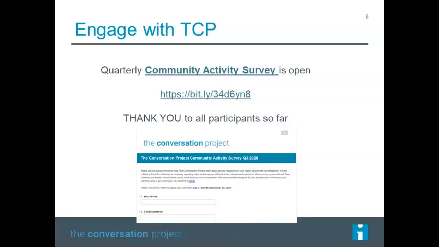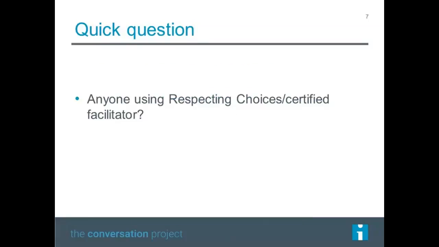So I am going to, this is a random question, but we are doing some connections with Respecting Choices.